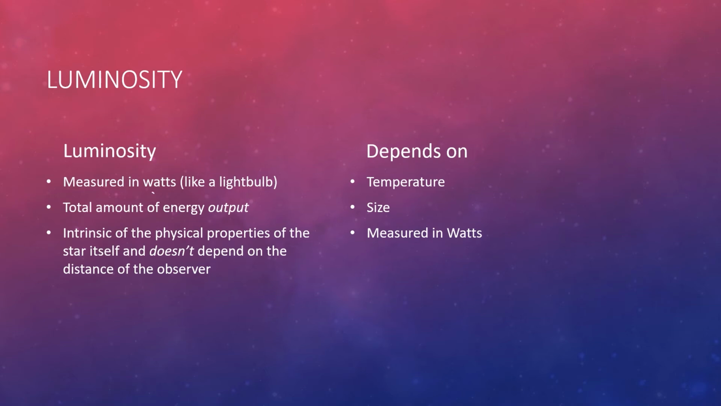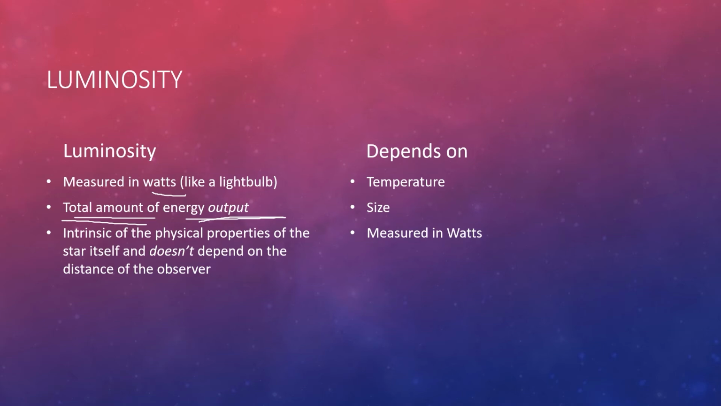Luminosity is measured in watts, like a light bulb. It is the total amount of energy output. It's not measuring in anything related to distance. It is output: how much heat or energy is this light bulb giving off. So we have a light bulb of 25 watts. That is its luminosity. That's how much energy output it has.